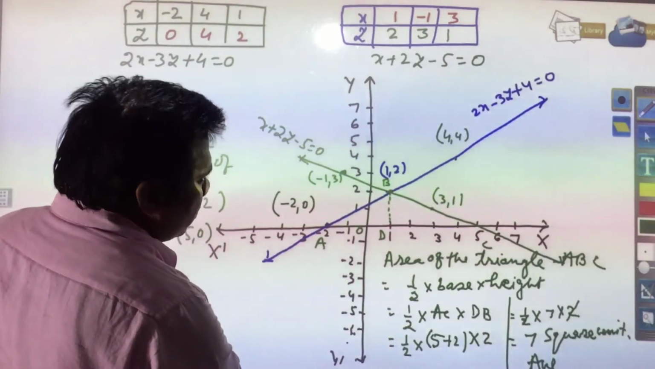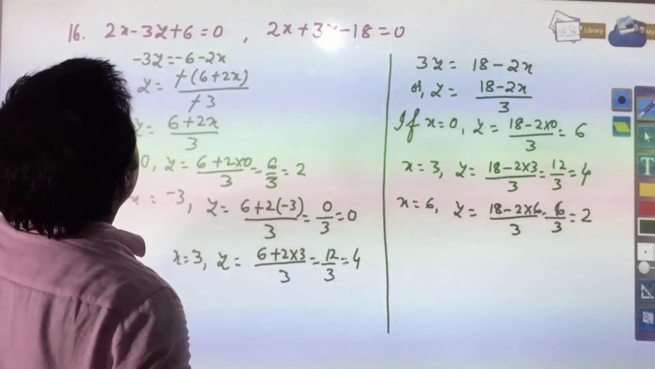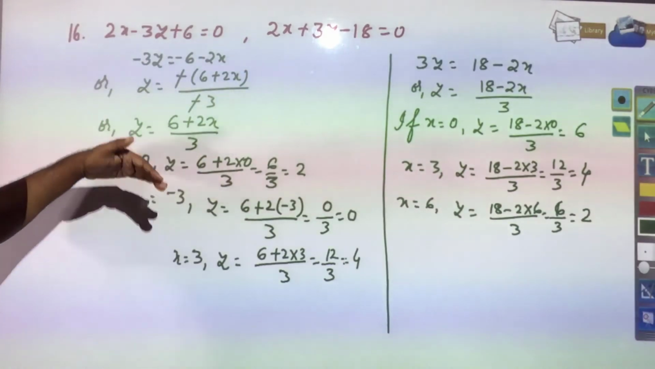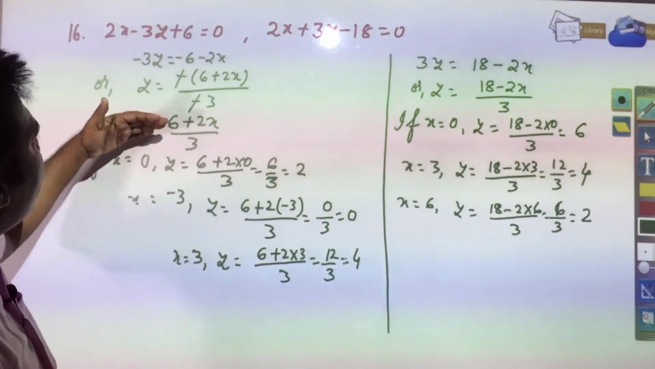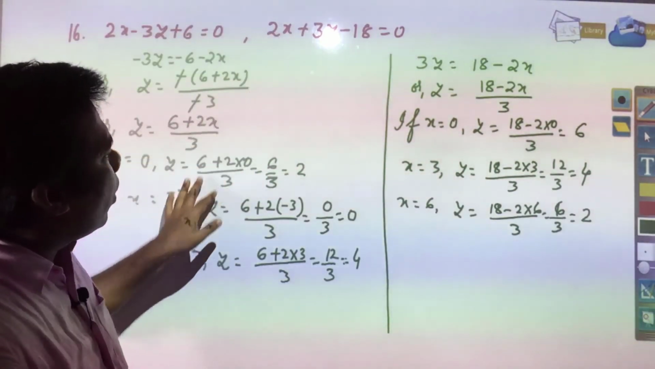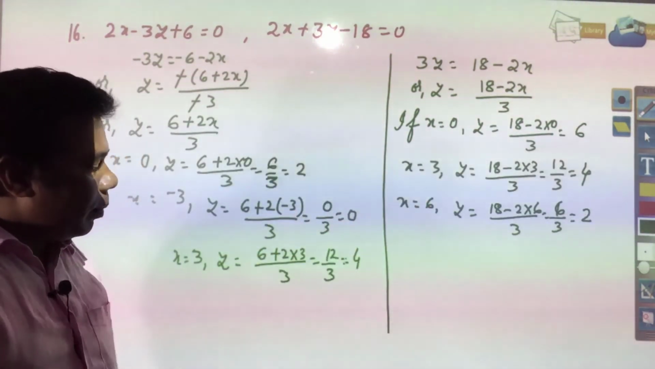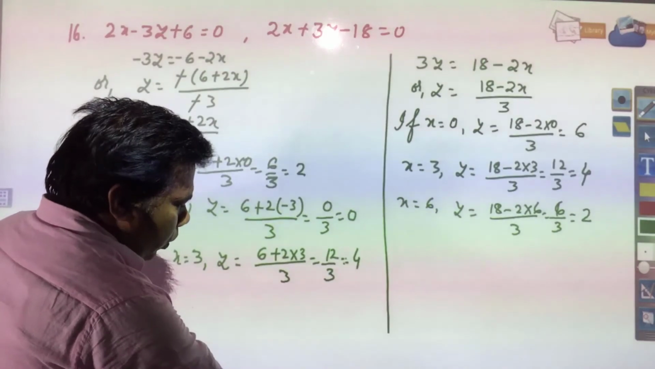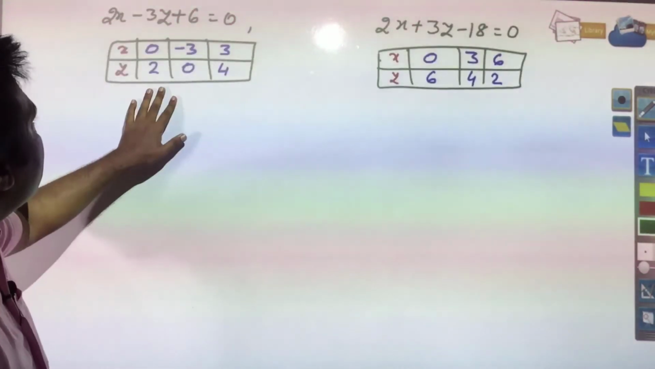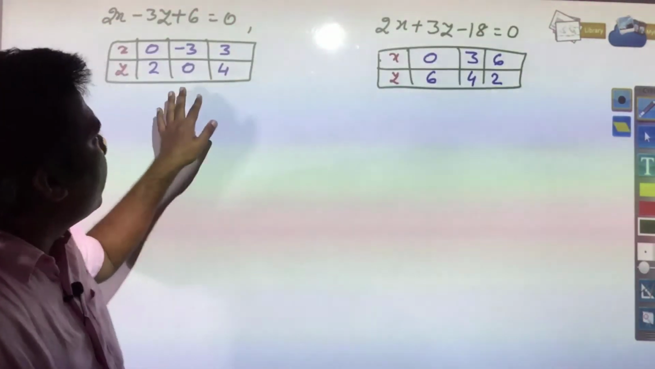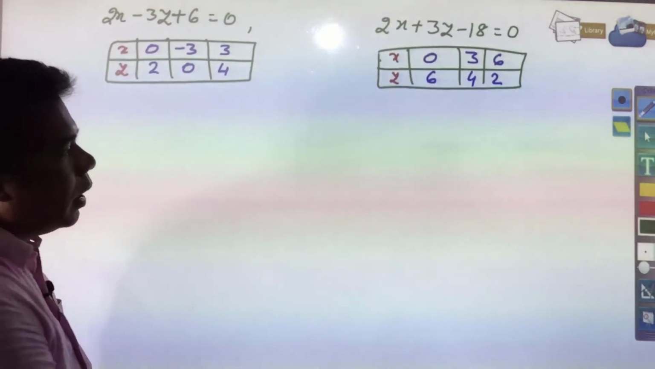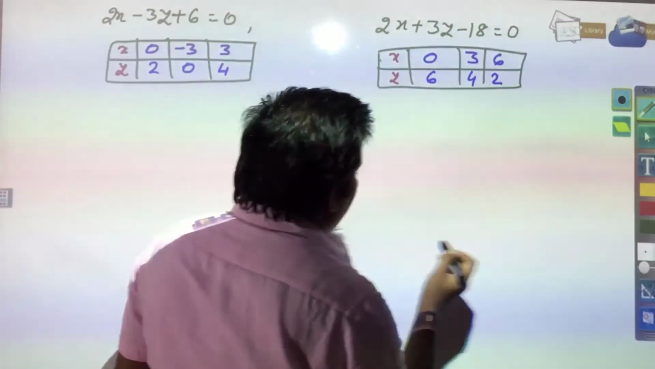Here you have question number 16. Again we have already found x and y, two equations you have got, and x and y you need to find out in this way. Any value can be put and you can find out. So, the table we will get like this. We have got the table. Now, we need to plot the graph. So, here you see how we will plot.